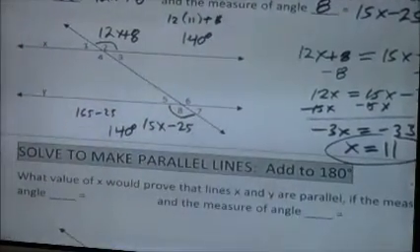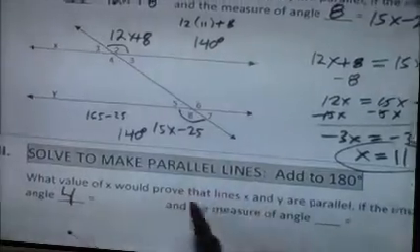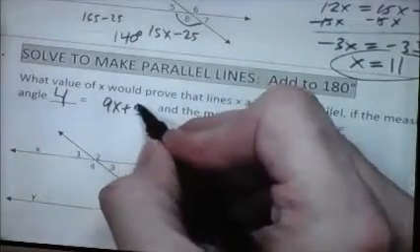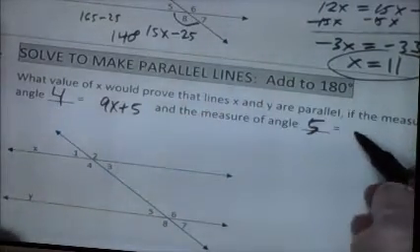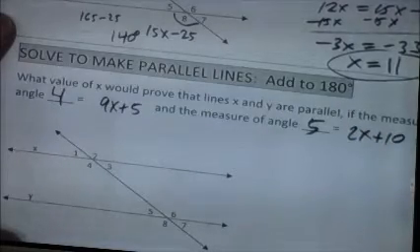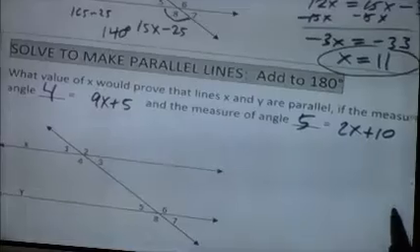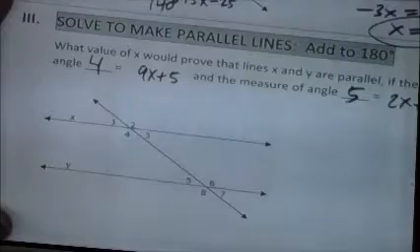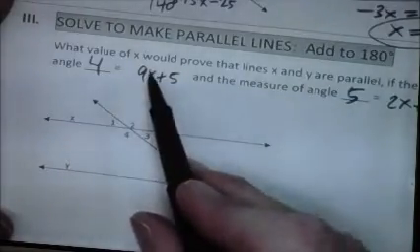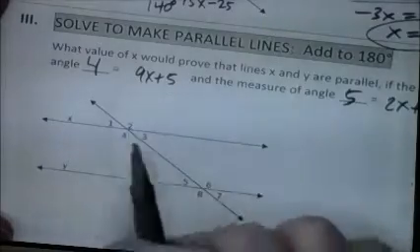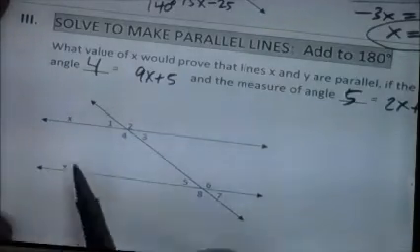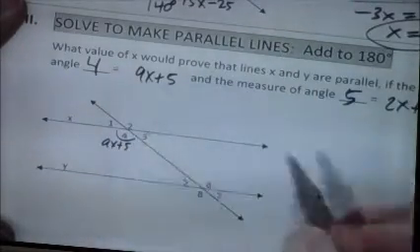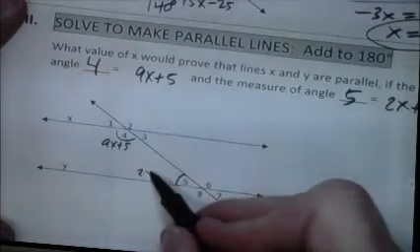So let me give you the numbers for this one. The measure of angle 4 is 9x plus 5, and the measure of angle 5 is 2x plus 10. It still doesn't say here that the lines are parallel, so like the last one, we have to figure out what number of x put in here would force these two angles to either be equal or add to 180, and that would force these two to be parallel. Angle 4 is this one here, 9x plus 5. Angle 5 is this one here, 2x plus 10.